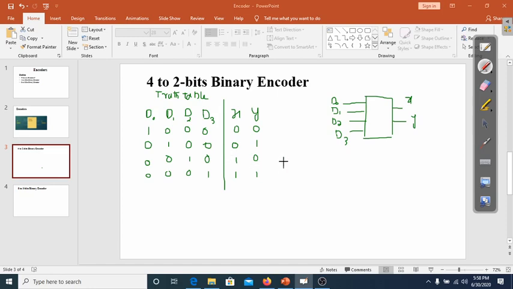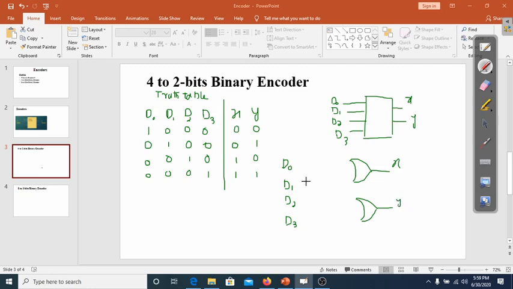So the inputs are d0, then d1, d2, and d3. So we have two outputs which are x and y. So this is the OR gate, and its output is x. This is the OR gate and its output is y.